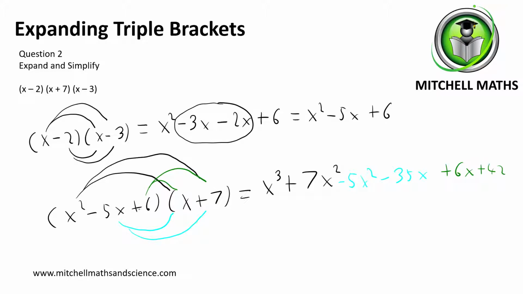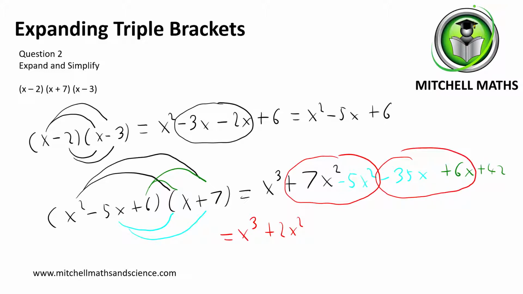And now I can simplify it. I've expanded it. I've got x cubed. My next two middle terms are plus 7x squared minus 5x squared, which will give me plus 2x squared overall. I've got minus 35x plus 6x, which is minus 29x. And I've got plus 42 at the end. And that's my answer, x cubed plus 2x squared minus 29x plus 42.